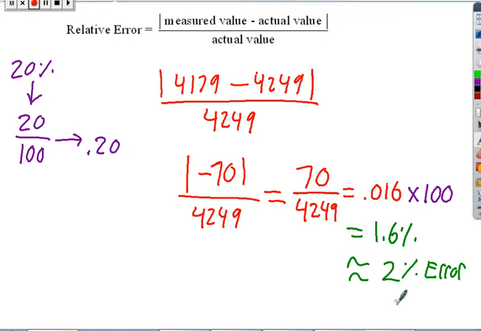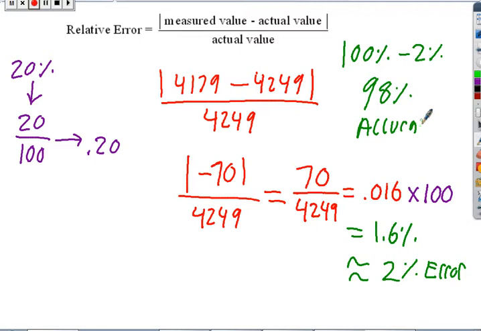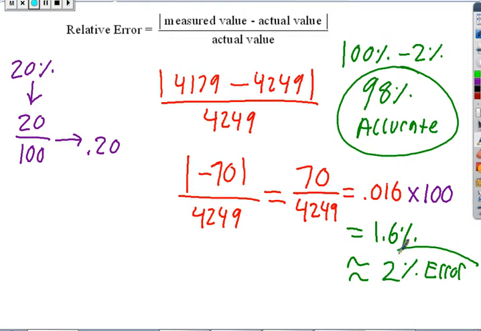Sometimes I like to think about it as, well, how accurate were we? What was our accuracy? Well, you can think about it like this. 100%, that's really accurate, right? If we subtract our error, which was 2%, what we're going to get is 98%. So in our calculation, we were 98% accurate. That's pretty nice. These are two really good ways to talk about how close we were. We were 98% accurate and correct. We were 2% wrong. You can think about it like if you got a 98 on an exam, that's pretty good.